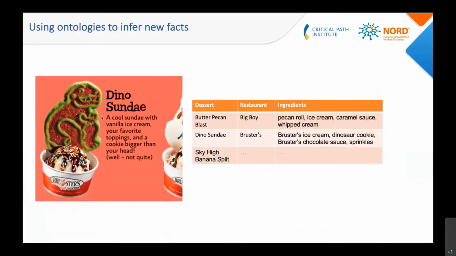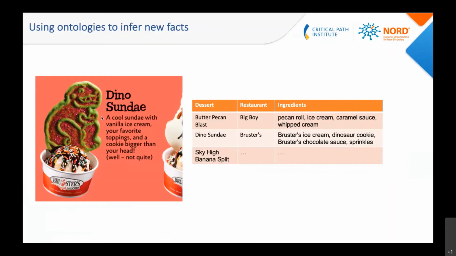So for example, I can look at here the Dino Sundae, which is being sold by Brewster's Ice Cream. But instead of assigning the ice cream sundae to a specific class, instead of making it an instance of a class in the ontology a priori, what I'm going to do is list all of the ingredients in the particular ice cream product and let the ontology decide what class this product should be an instance of. So again, if we look at the Dino Sundae, it contains Brewster's ice cream, a dinosaur cookie, Brewster's chocolate sauce, and sprinkles.